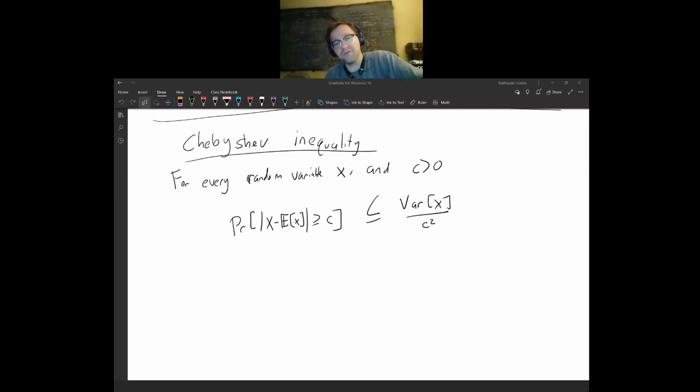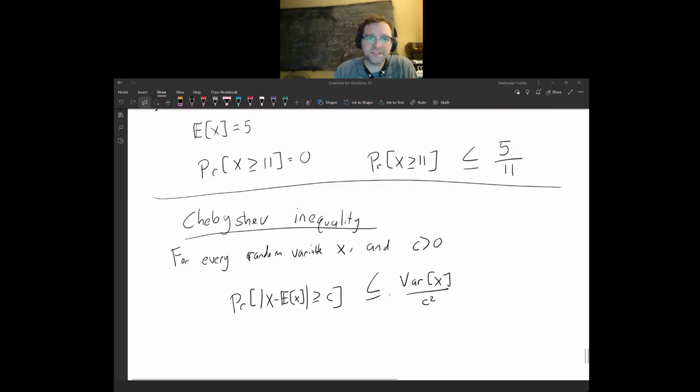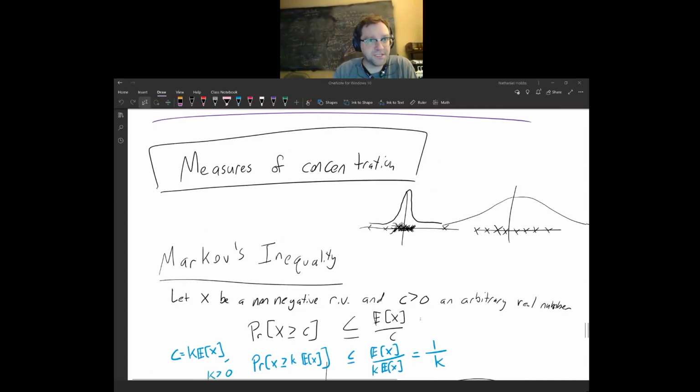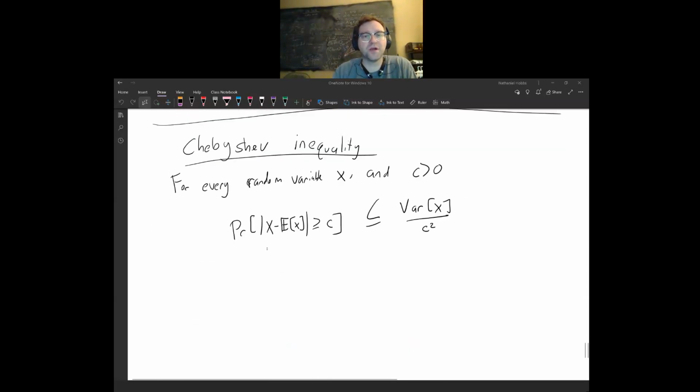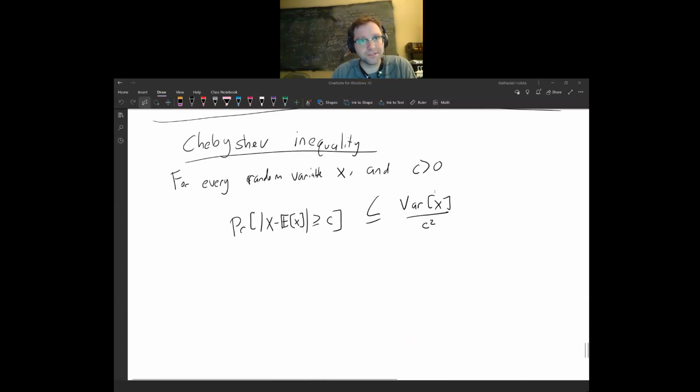Think about the high level stuff. Markov, Chebyshev. Markov relates probability and expectation. Chebyshev relates probability and variance. Chebyshev is better. All right, leave it there.